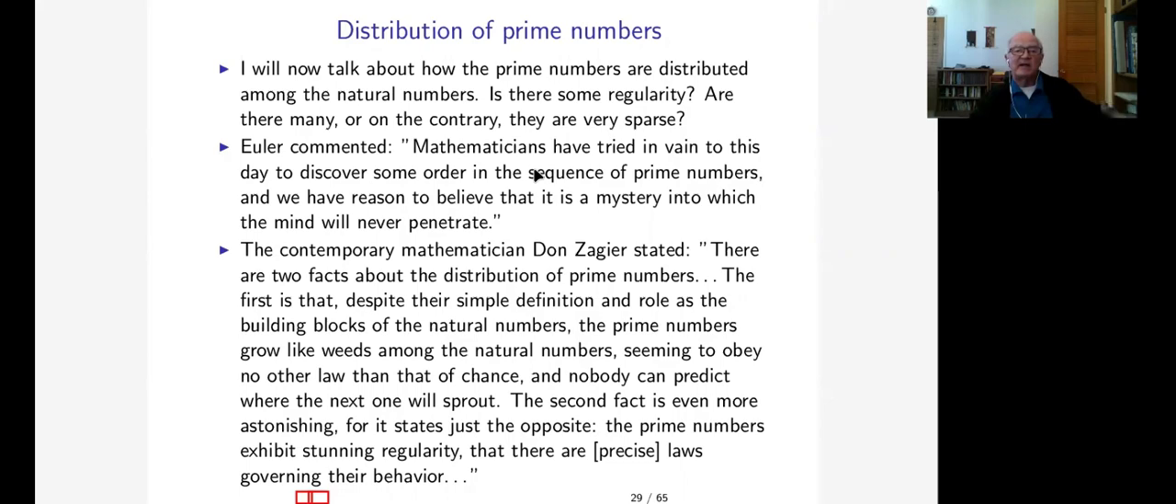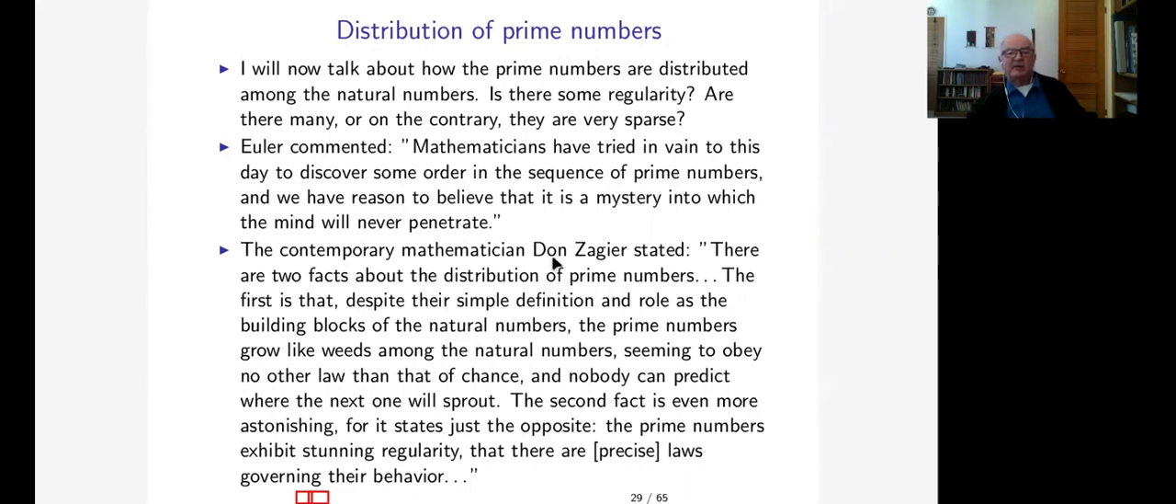What is this sparseness? The great Euler commented, mathematicians have tried in vain to this day to discover some order in the sequence of prime numbers, and we have reason to believe that it is a mystery into which the mind will never penetrate.